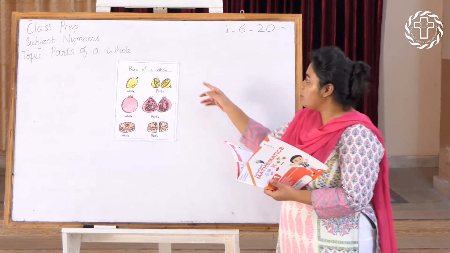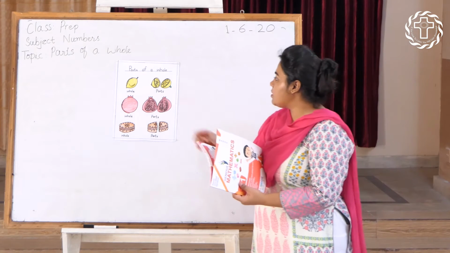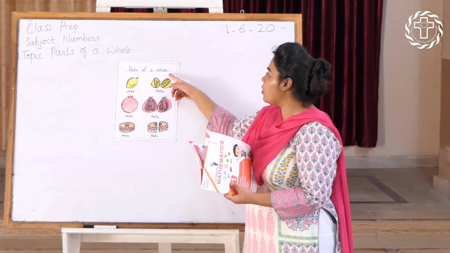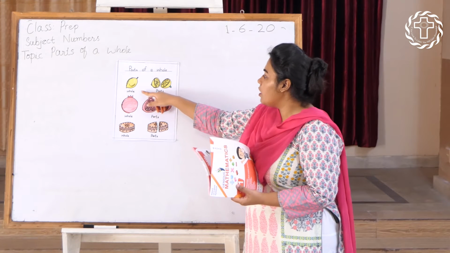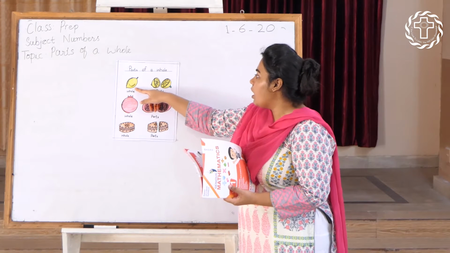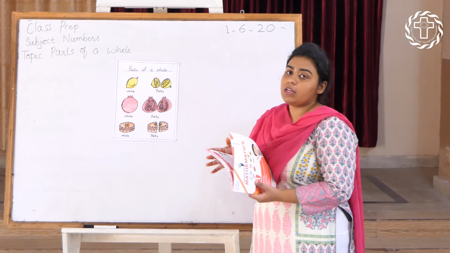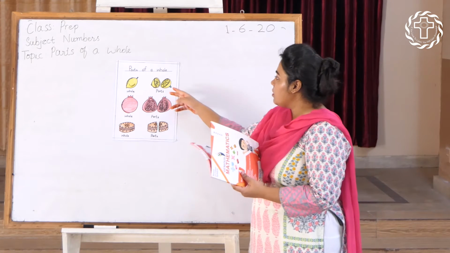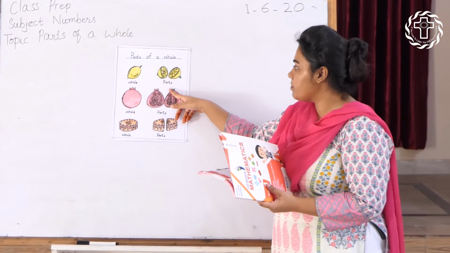Like you can see this picture. These are the examples of parts of a whole. What is this? A lemon. A full lemon, a whole lemon, and when we cut it into two parts, they are equally divided into two separate parts.